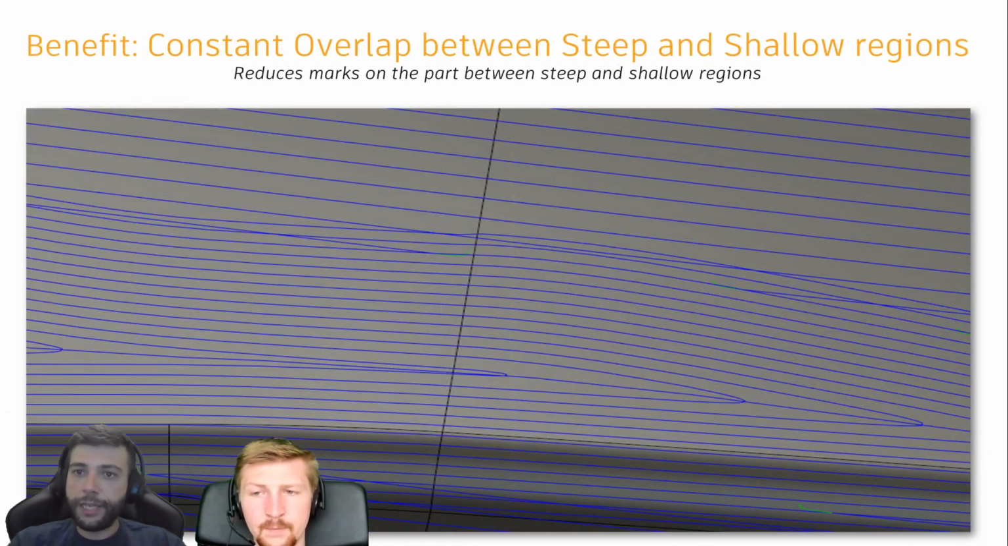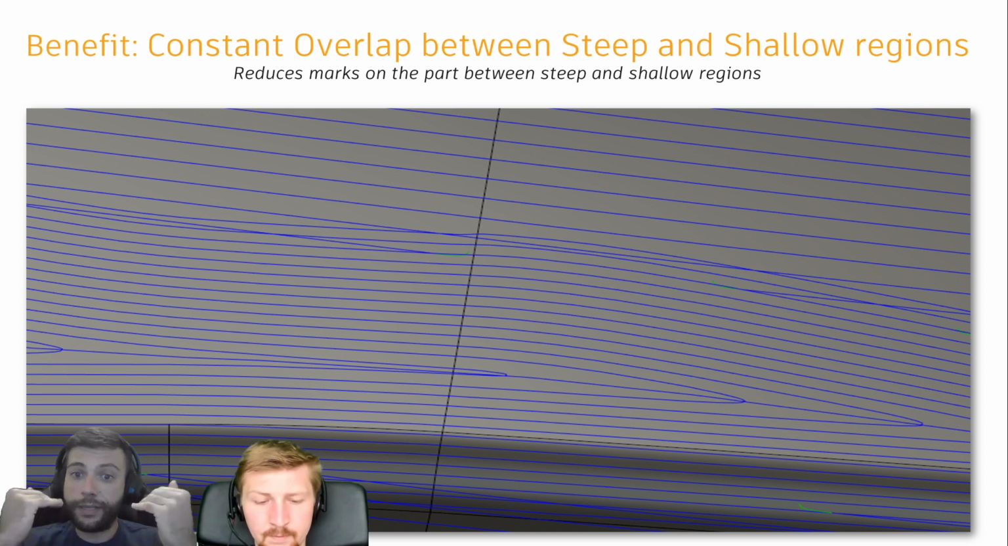Another benefit I already mentioned is the overlap. The overlap will end up reducing all those marks that you would have where the steep and the shallow regions meet. Okay.